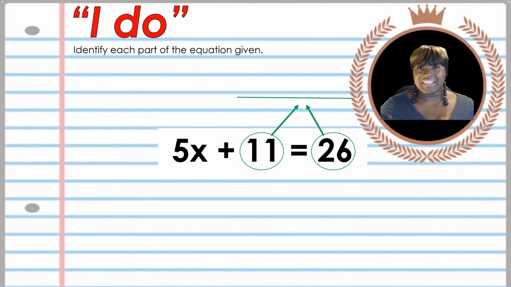Next, we will look at 11 and 26. Both of them are outlined. We see that these are just basic numbers that are standing alone. Well, these numbers can be identified as constants or terms.